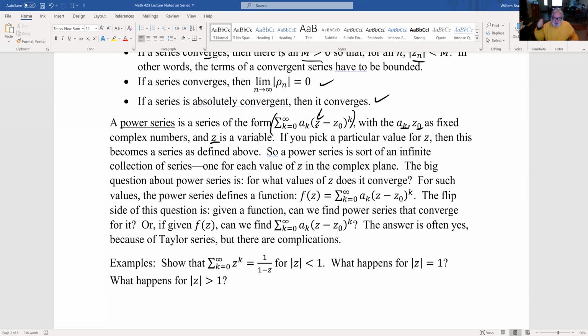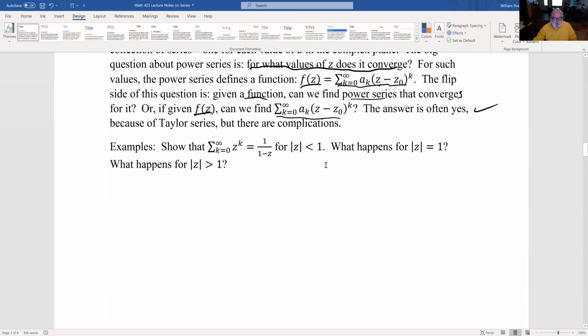For each z in the complex plane, you can plug it in, and then you can ask yourself, for that particular z, does this series converge or not? And you look at the partial sums and the sequence of partial sums and see what you get. And so basically it becomes, for which values of z does it converge? And if this converges, then it converges to some limit S once you pick this z, and so you can define a function f(z), which is defined by the power series. And the flip side of this question is, given a function, can you find a power series that converges for it? And the answer is usually yes, because that's what Taylor series do for us, but there are complications for that.